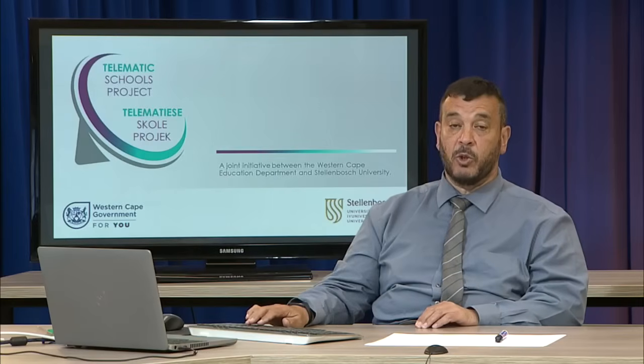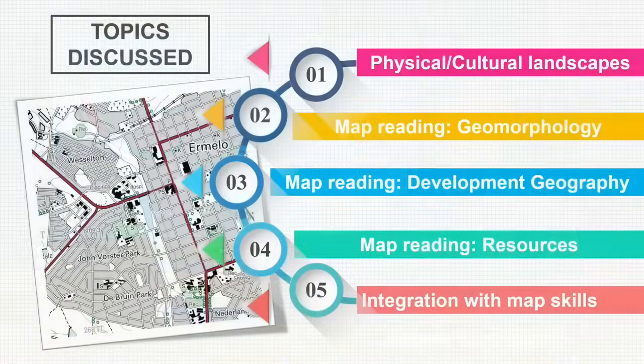So let's have a look at what we will be doing today. Firstly, the topics that we will look at this afternoon: we will first look at the physical versus the cultural landscape, what the definition of physical landscape and cultural landscape is, and then also how to differentiate between the two. We will be doing map reading throughout, and the topics that we will cover will be geomorphology, development geography, and then also resources. So these specific topics are unique to grade 11.